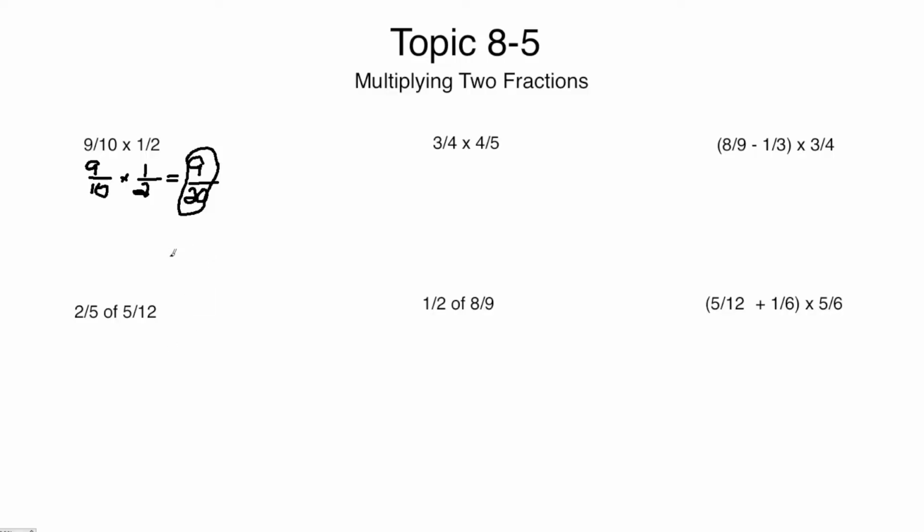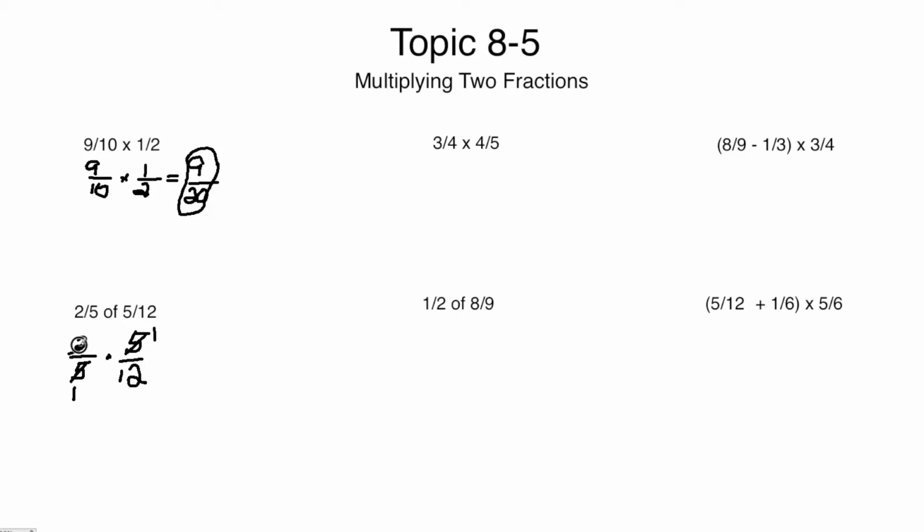All right. Go ahead and push pause and let's try this one. All right, so we have 2/5 of, and of always means multiply, 5/12. Obviously, the golden rule, there's no whole numbers or mixed numbers. Can we cross factor? Is there a factor greater than 1 that can go into both 5 and 5? Yes, 5. How many times can 5 go into 5? Once. How many times can 5 go into this 5? Once.